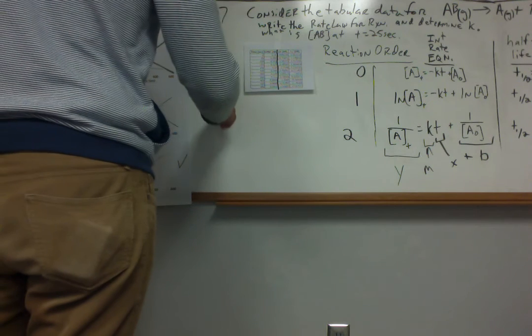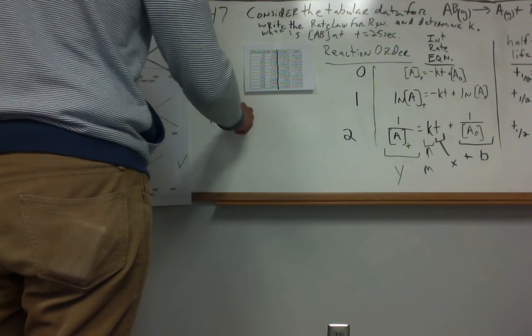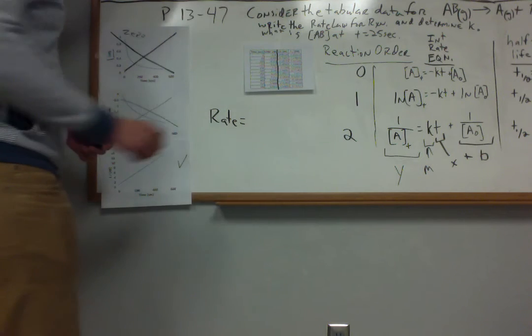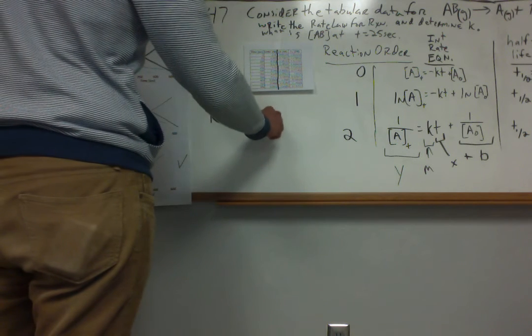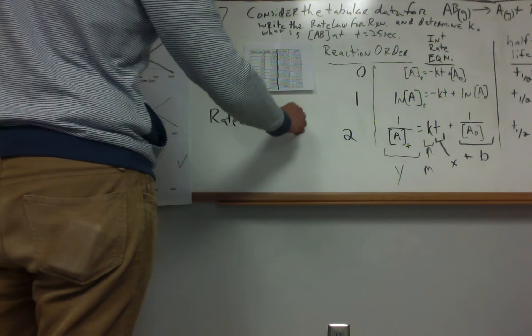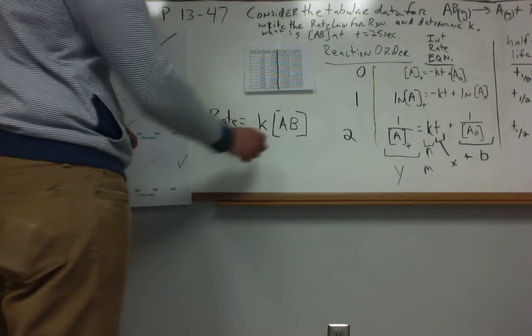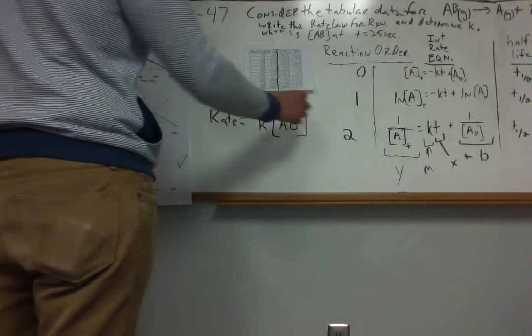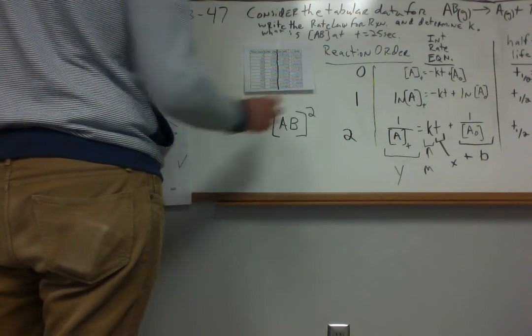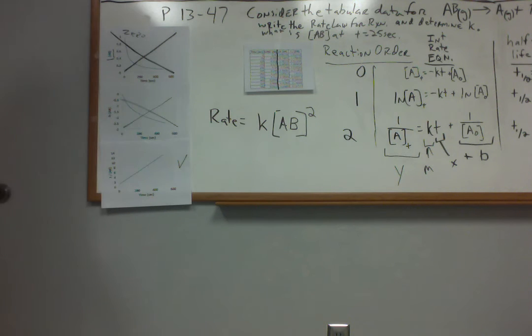So if I was writing the rate law, I would start by writing my rate constant K. And as usual, I would write the concentration of my reactant. Here that's AB. Since I know it's a second order process, I'd have to square it. And that's my rate law for this reaction. So if I was challenged with writing the rate law from the experimental data, this is how you do it.